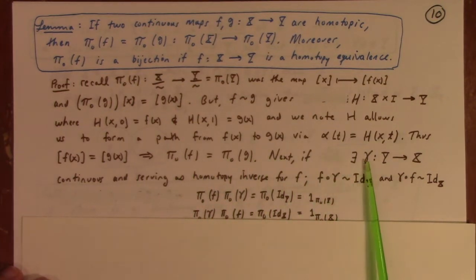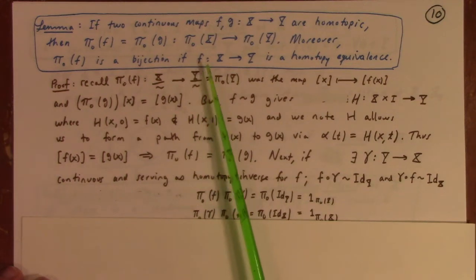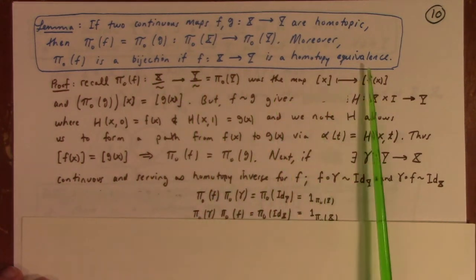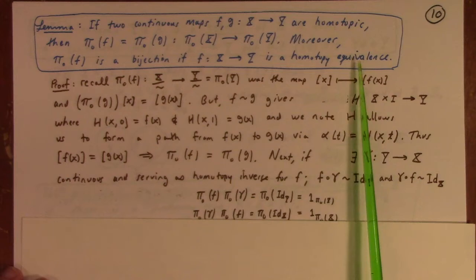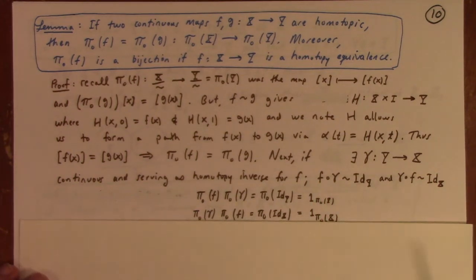And if we have gamma, it says it's a bijection if this is true, right? So suppose this is true. Suppose you have a homotopy equivalence. Suppose gamma is the homotopy inverse. Then we know that f composed with gamma is the identity on y, and gamma composed with f is the identity on x. It is not, but I should say it's homotopic to the identities respectively, right?